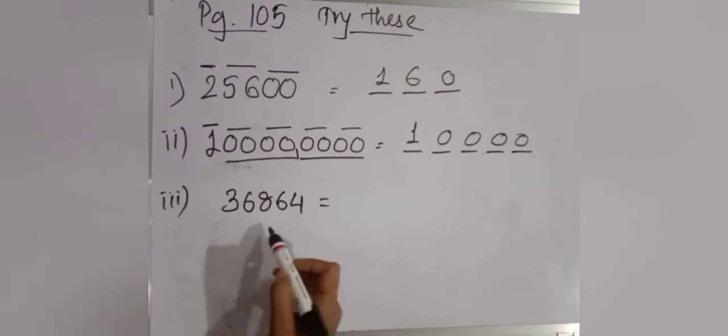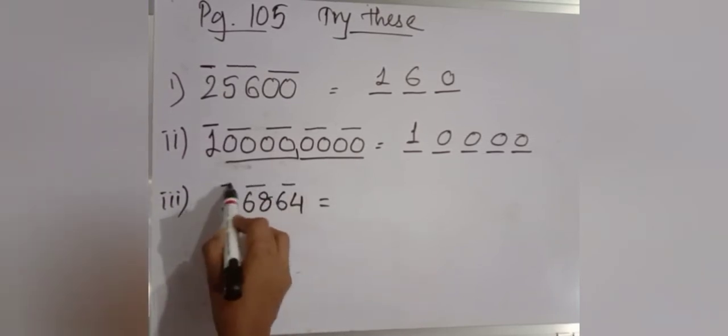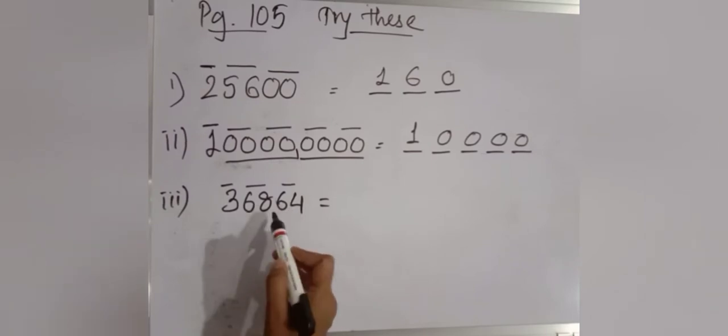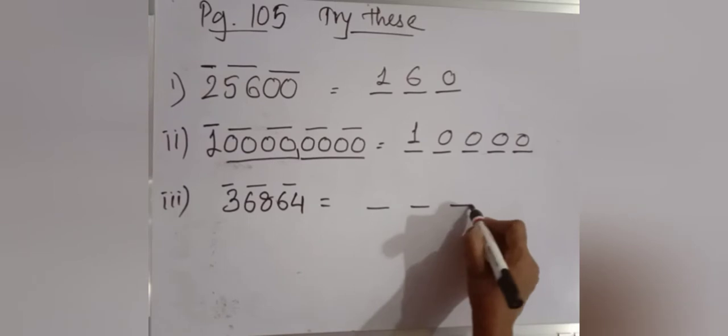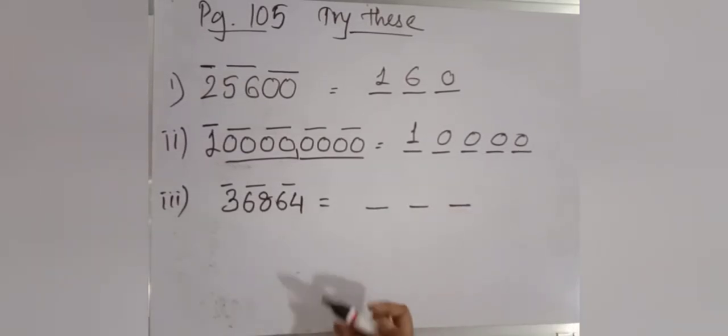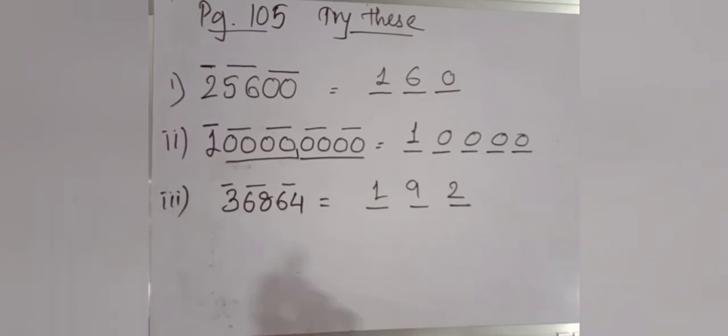Next, square root of 36,864. Let us put the bar here: 64, 68 and here 3. So again we will have a 3-digit number and the answer is 192, which is the square root of this number, a 3-digit number.